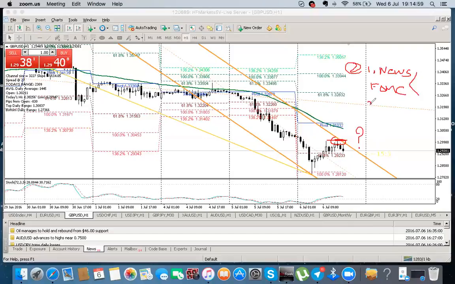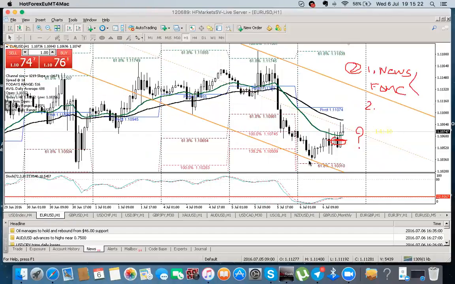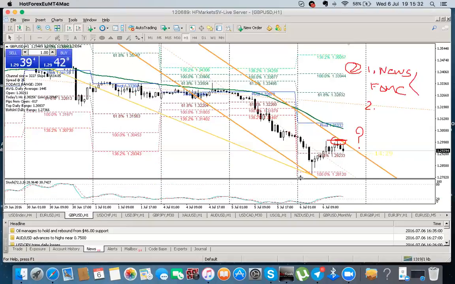Okay, and the second thing we should look at is the current market situation. If you don't understand what the current market situation is, we have to look at the other pairs as well. For example, I will look at the Euro US dollar. It's going bullish, it's in bullish mode. So selling pound is something that we don't want to enter.